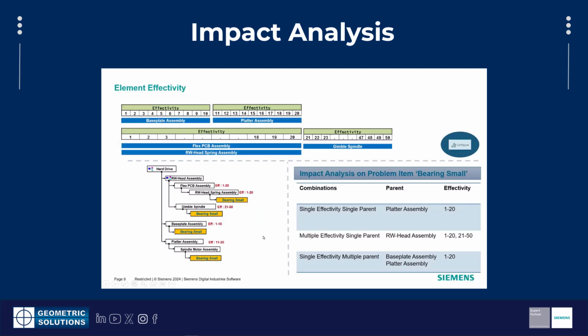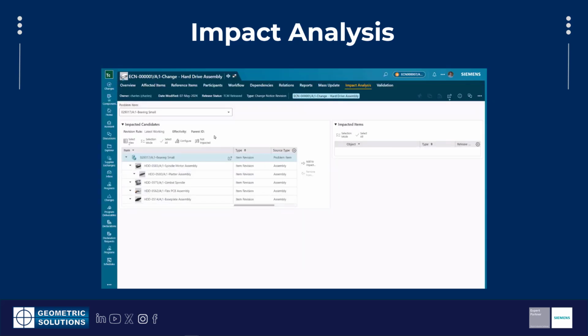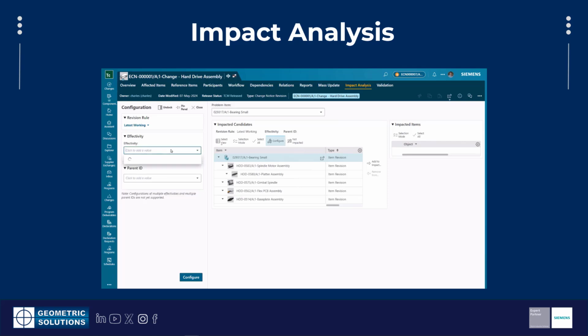In this video, you're performing impact analysis on the problem item bearing small from the hard drive assembly. As the figure shows, this bearing small part is used inside multiple parent assemblies. Today, we see all parent assemblies are shown as impacted candidates. You go to the configuration panel using the configuration command on the impacted candidates table.